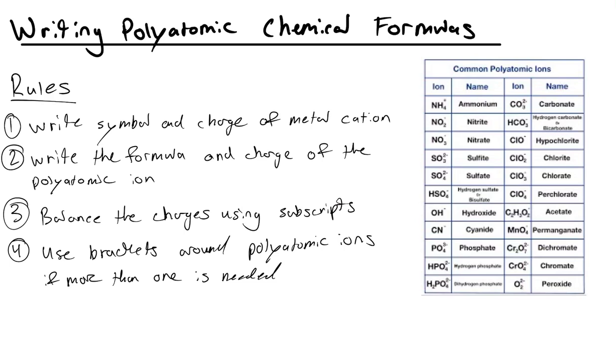Hey everyone, so in today's video we're going to be learning about how to write chemical formulas for ionic compounds that contain polyatomic ions. So examples could be nitrate, sulfate, or even ammonium. If these confuse you guys, don't worry, I'll walk you through it step by step.